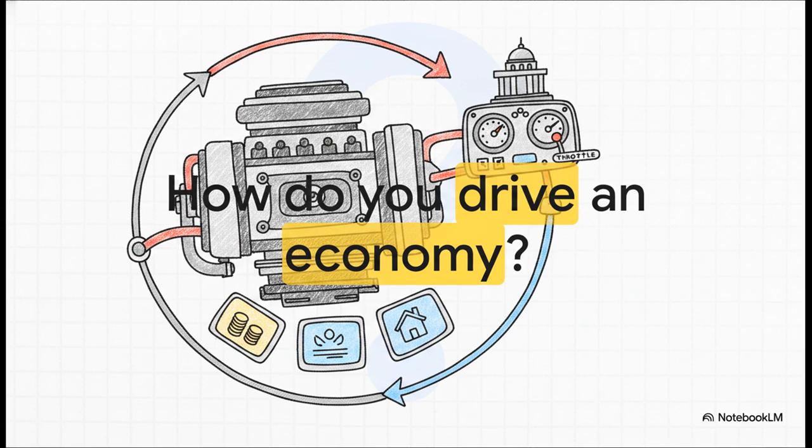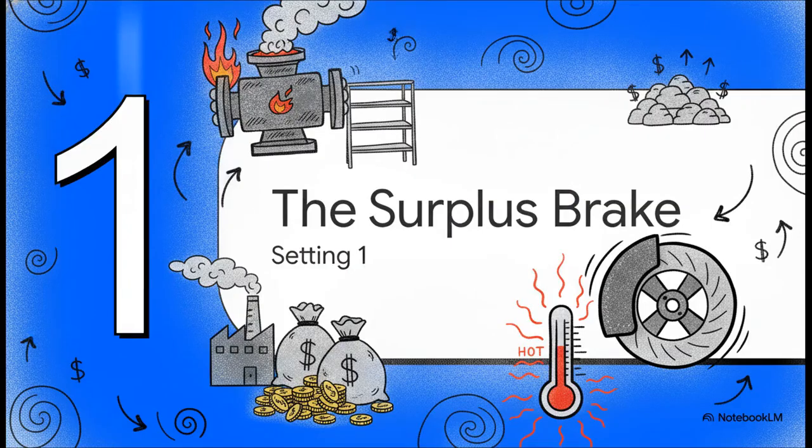Now, you might be wondering, how do you actually drive something as incredibly massive as an entire economy? Well, our source material explains that the economy is essentially fueled by a circular flow of income. Think of it like fuel, just continuously pumping through a complex system. And the government, sitting right there at the budget control panel, can actually manage the throttle and the brakes of this giant engine. And they do this using three main simulator settings. Let's check them out.